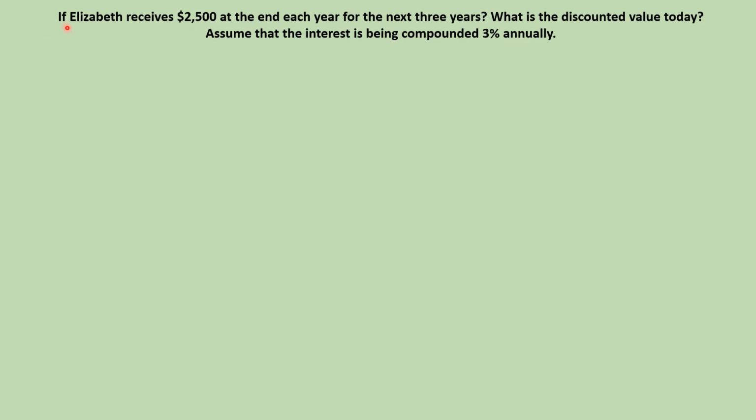So here it states that Elizabeth receives $2,500 at the end of each year for the next 3 years. What is the discounted value today? Assume that the interest rate is compounded at 3% annually. So obviously we know this is a time value of money question, and as with any time value of money question, the first thing we have to do is draw out a timeline.